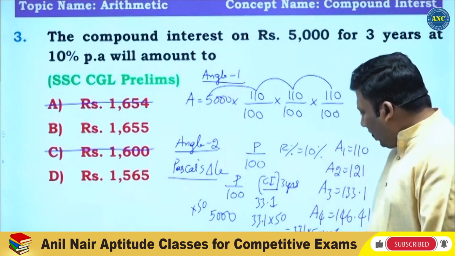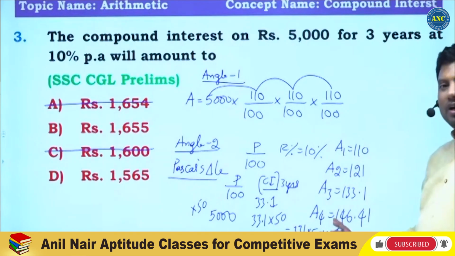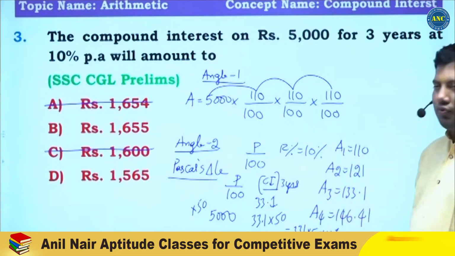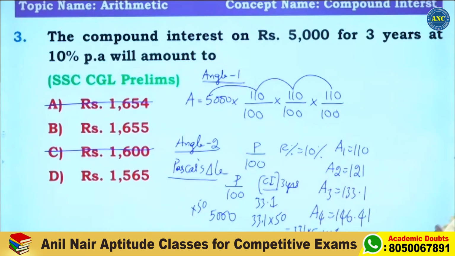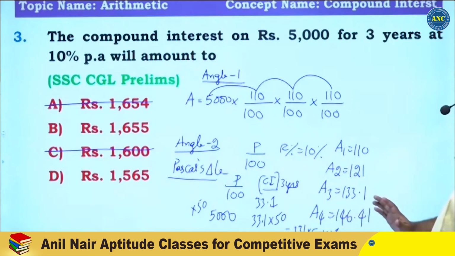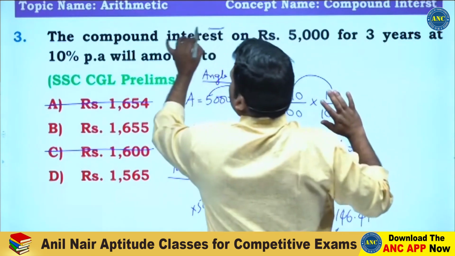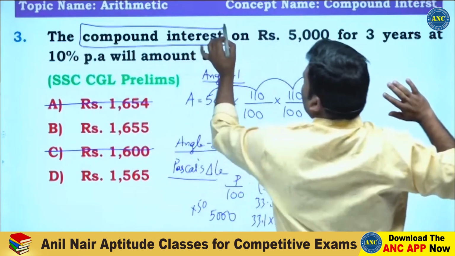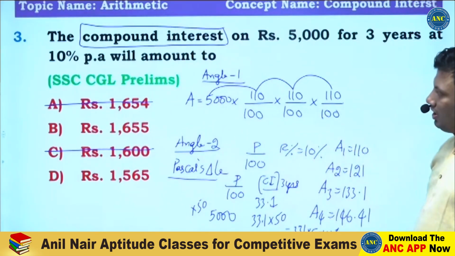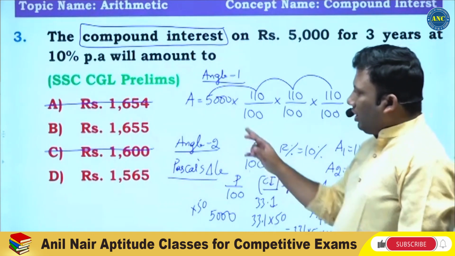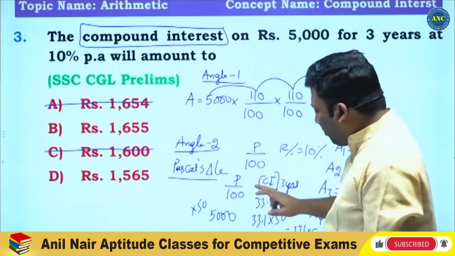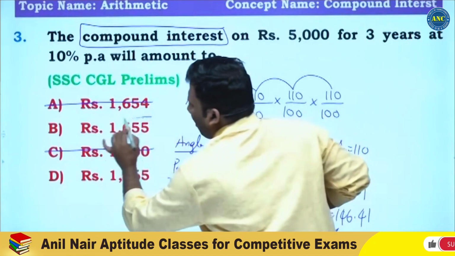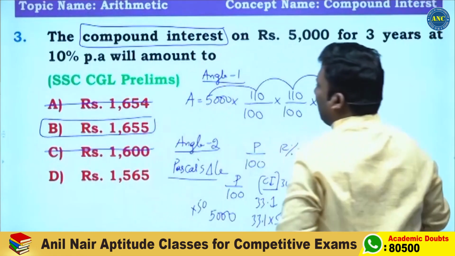1655. I hope the idea is clear. 331 into 5. Is the idea clear? 331 into 5. Now, if you see here, listen carefully, sir. 331 into 5, 1655. The question he is asking is compound interest. I calculated the amount here, but the question asks for compound interest. The answer according to angle 2 is 1655.